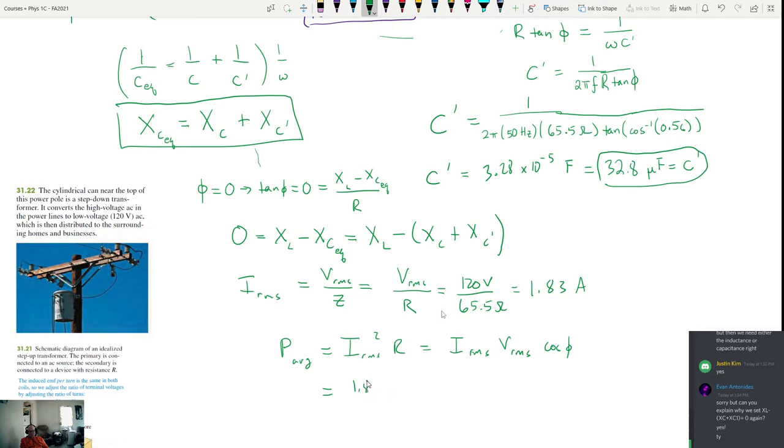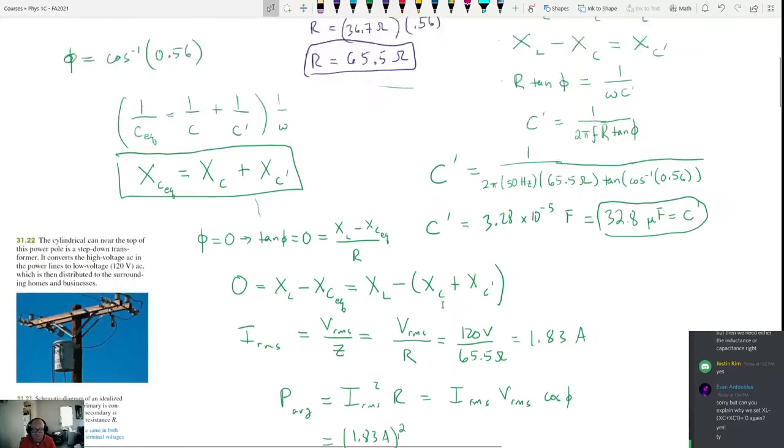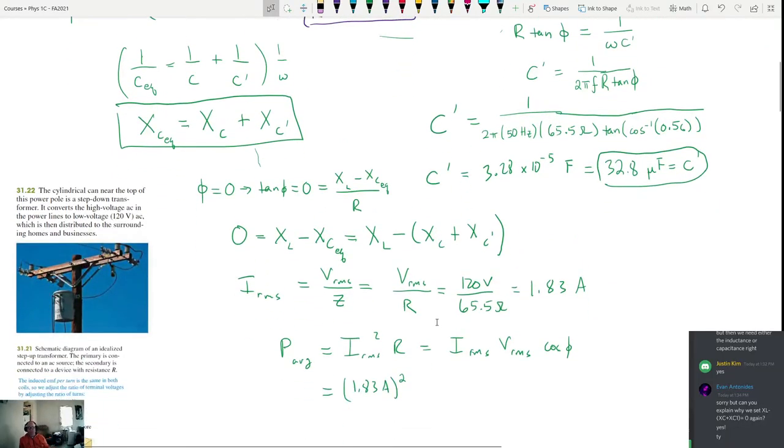So if we take 1.83 amps and we square that, is the current now lower or higher? The output current is lower. Okay. So 1.83 amps squared and we multiply by 65.5 ohms. We get... It's the same. So something I did must be wrong. Something I did must be wrong.